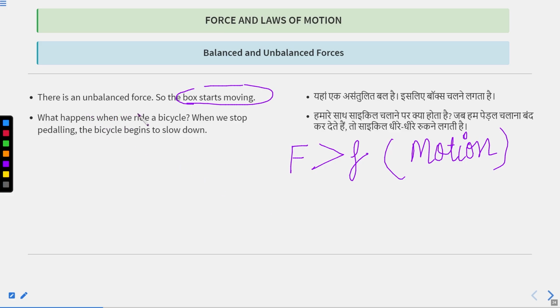Now, what happens when we ride a bicycle? When we stop pedaling, the bicycle begins to slow down. Have you ever ridden a bicycle? You have noticed that if you stop pedaling, the bicycle will begin to slow down. Why is it so? Because at every time there is a friction force between the surface of the tire and the road, and the friction force is trying to oppose the motion of the bicycle, and that's why after a few moments when you stop pedaling, the bike begins to slow down.